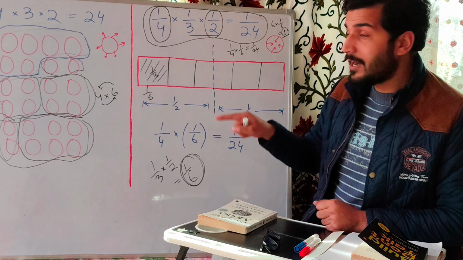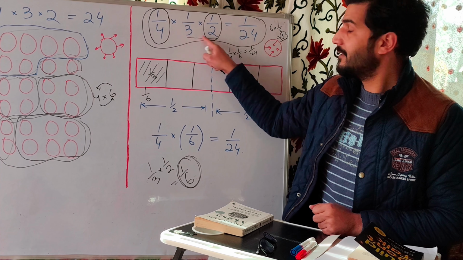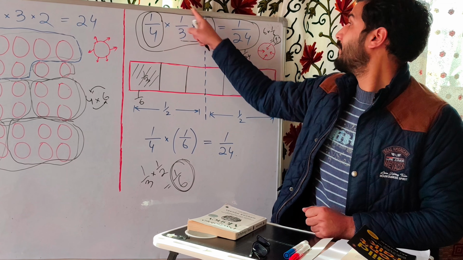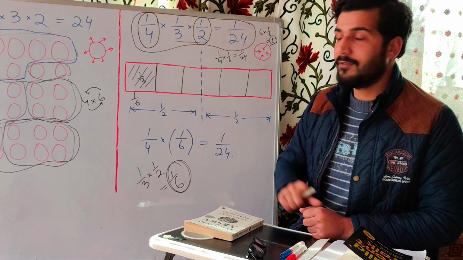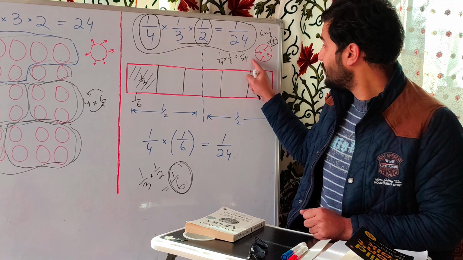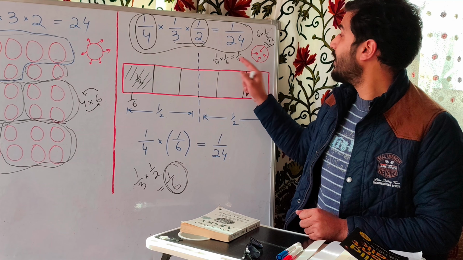So we are to represent this one now. We are done with the earlier one. But here is 1 by 4, this 1 by 4 of this 1 by 6. That is 1 divided by 24. We have to represent this one now. Just try to understand this. 1 by 4th of 1 by 6.